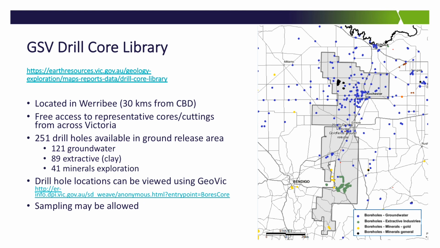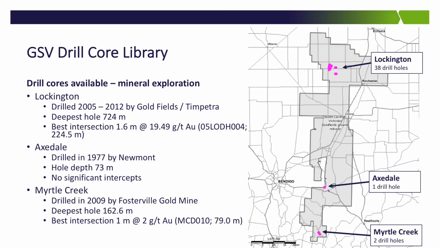For the ground release area, we have cores and cuttings from 251 drill holes, and they're plotted on this map here. All of the holes that are in blue were drilled for groundwater exploration. The holes in green were drilled for extractives, and the holes in yellow and black were drilled for minerals exploration. So I'll talk a bit more about the minerals exploration drill holes, but I just want to highlight that a lot of the groundwater holes drilled, particularly in the central part of the ground release area, were drilled to in excess of 100 metres. And after being drilled with percussion, they were cored for the last few metres, so they're probably worth investigating as well.